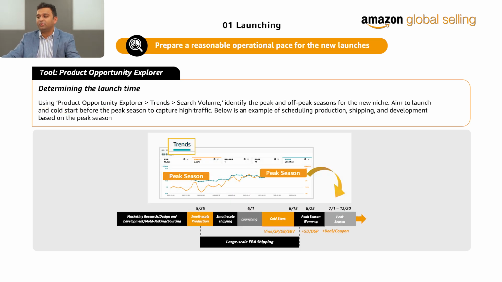Here is an example of scheduling production, shipping, and development based on the peak season. So the peak season happens in the months of October and November. You should aim to launch your product 2 months in advance of the peak season to get the maximum traffic out of your new product launch.